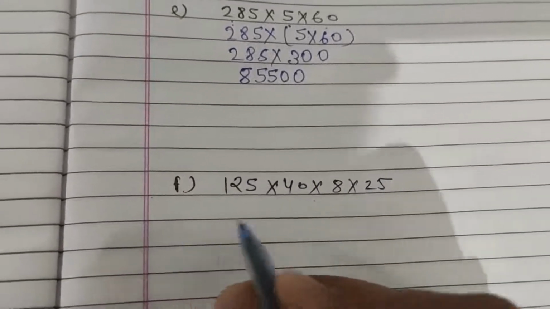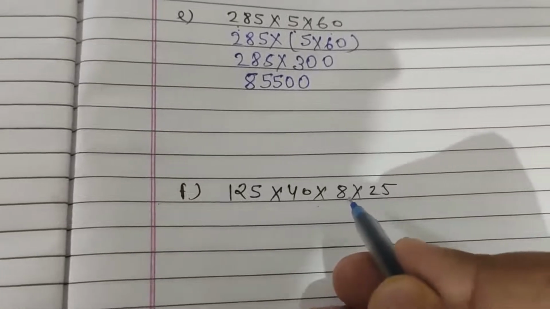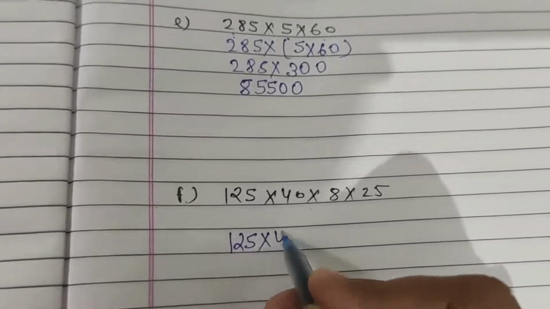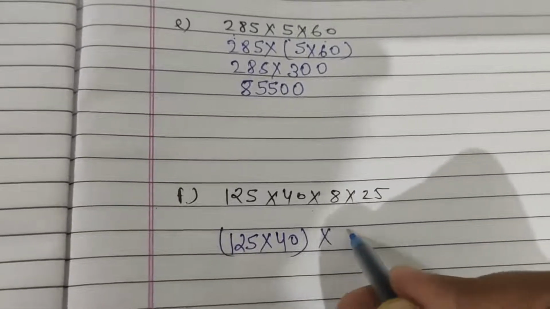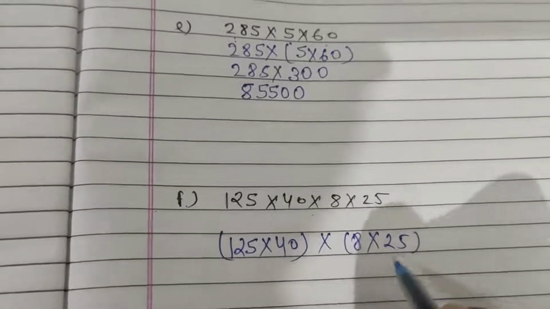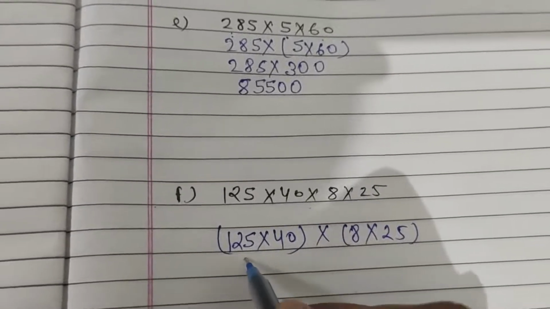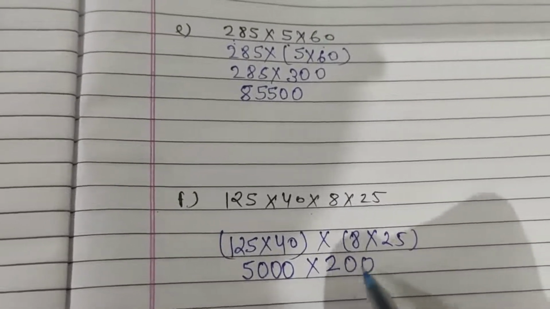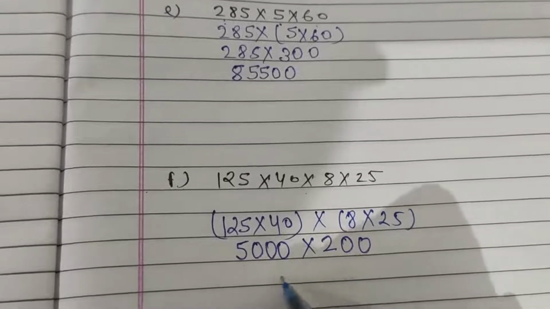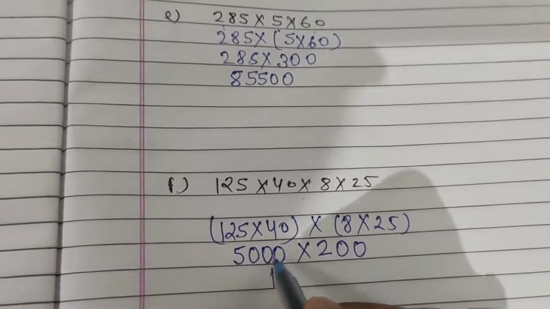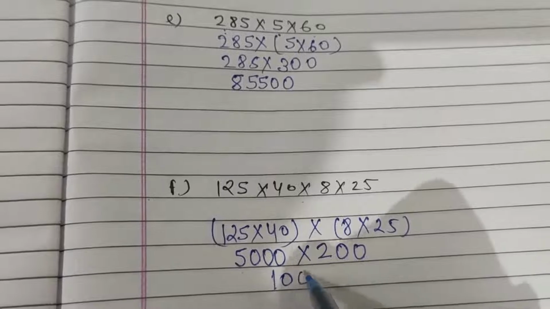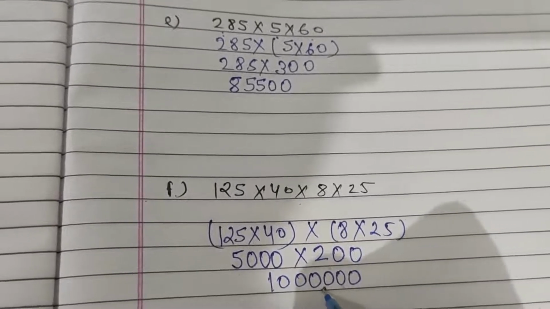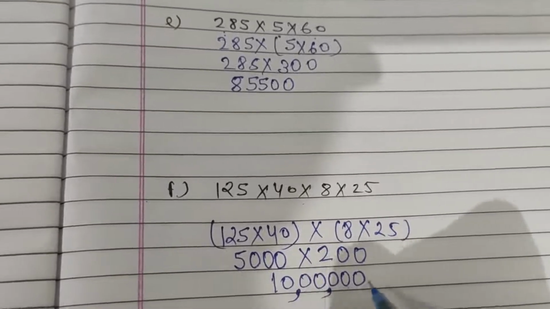F part: 125 into 40 into 8 into 25. So we can multiply 125 with 40 and 8 with 25. Then we get 5000, and here it is 200. Now you can see 5 twos are 10, with 5 zeros, 3 from these zeros and 2 from these zeros. So 1, 2, 3, 4, 5. It will be 1 and 6 zeros, which means 10 lakh.